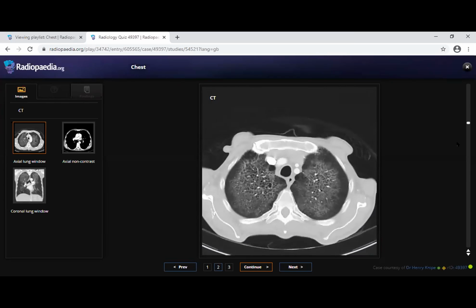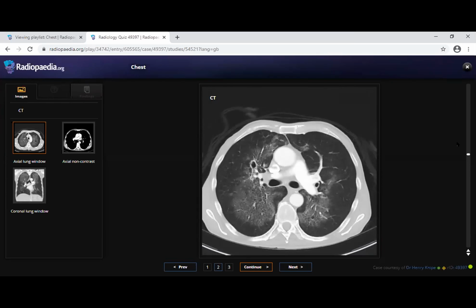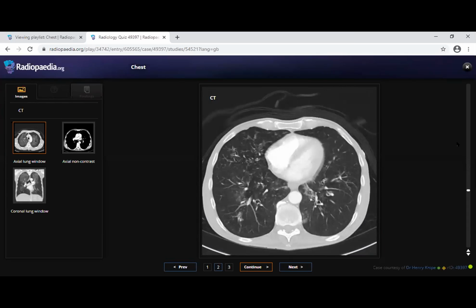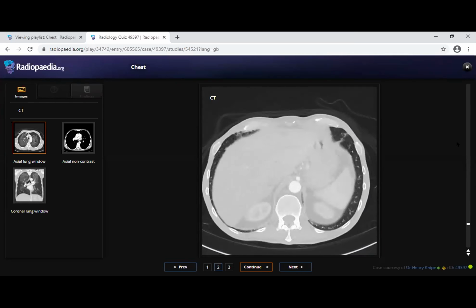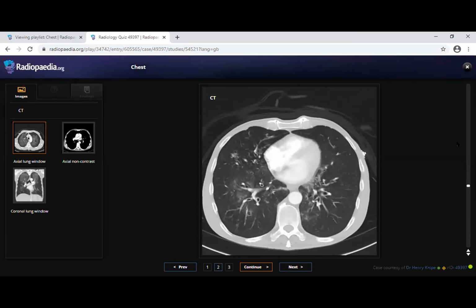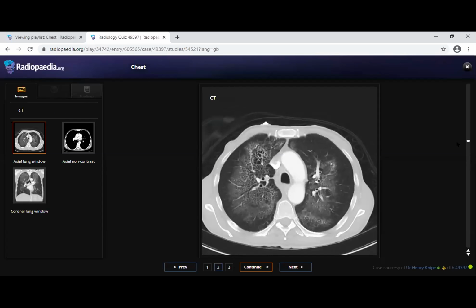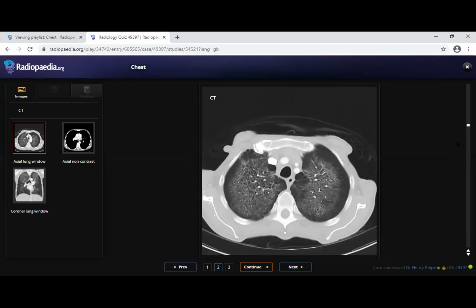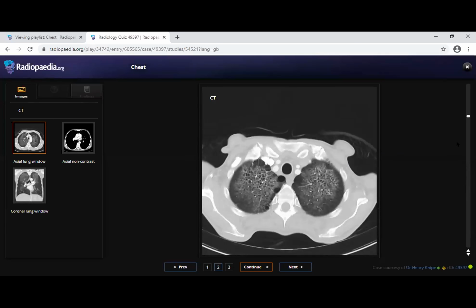There's a bilateral asymmetrical perihilar diffuse ground glass opacification with multiple small cystic changes involving mainly the upper and mid lung zones. If the patient has a history of HIV, it could be pneumocystis pneumonia. This patient is immunocompromised. In case of immunocompromised, pneumocystis pneumonia is also my top differential diagnosis.